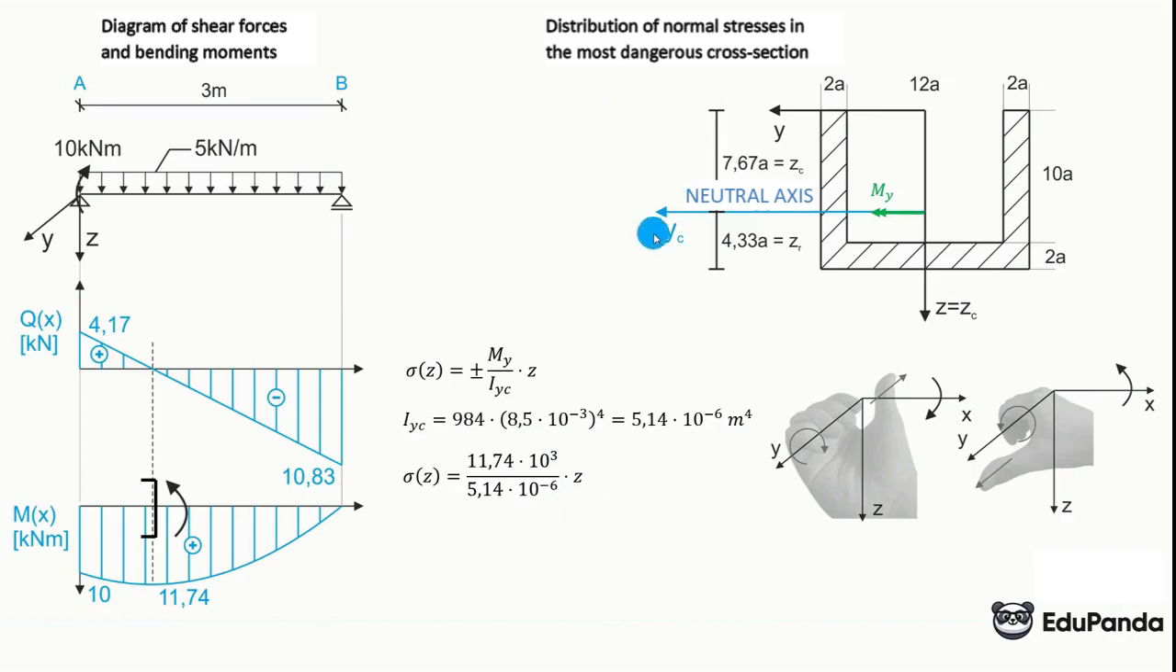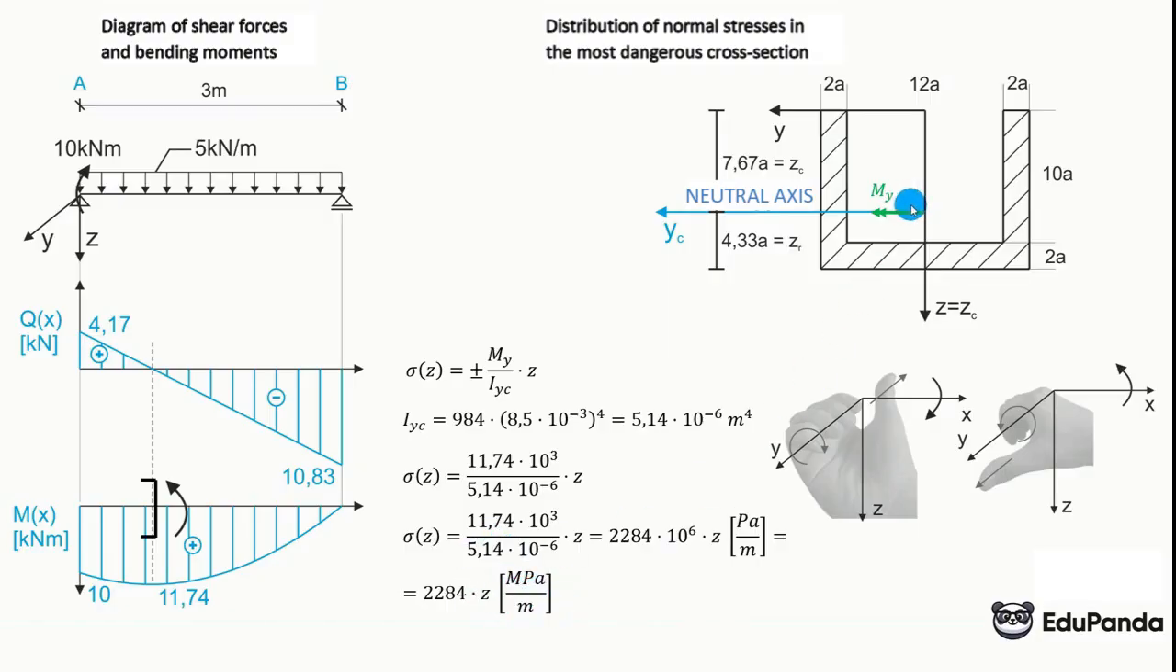At the top, the stresses are negative, and it's enough to calculate the value at the very top and at the very bottom, and connect it linearly, remembering that it must pass through 0 on the neutral axis. And we will create such a stress function. We divide 11.74 kNm by 5.14 x 10 to the minus 6 m to the power of 4. We get 2284 x 10 to the 6 times z. And then it is in pascals per meter, because when we multiply it by z in meters, it gives us Pa. And I will consider this 10 to the 6 as MPa. So then it looks like this. By substituting any value into any place of this section, I obtain the stress value at that point.